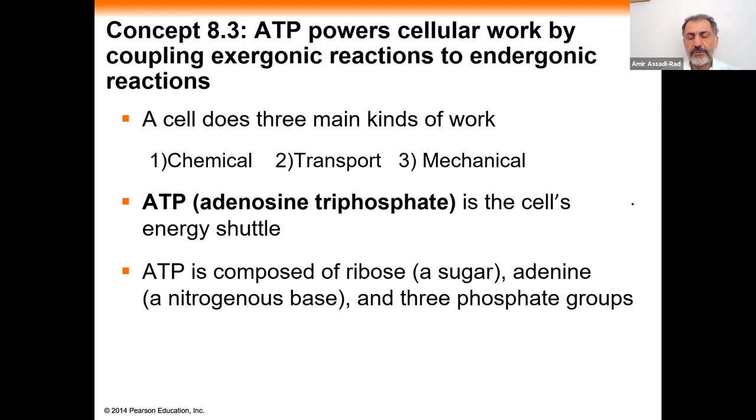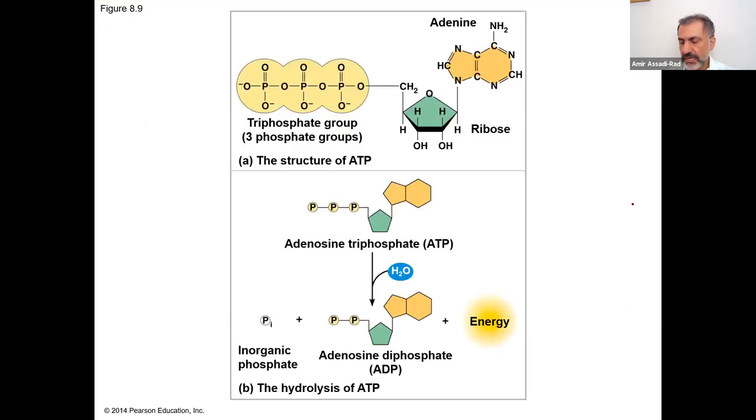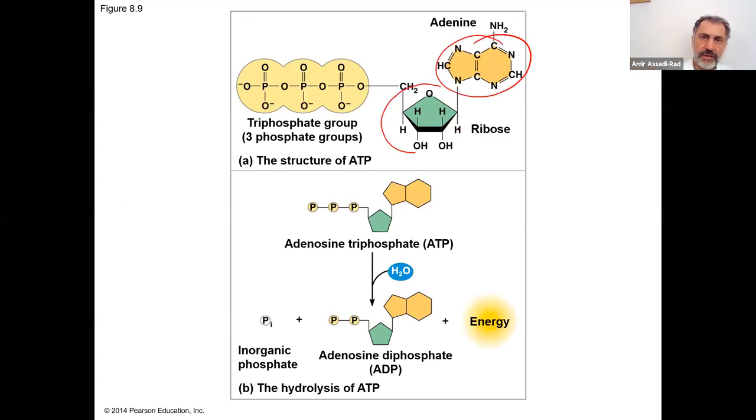ATP is composed of ribose, a pentagon sugar that has five sides, adenine, a nitrogenous base, and three phosphates, which I already talked about. Right here, this is your adenine, and this is your ribose. Combined together, they are called adenosine.